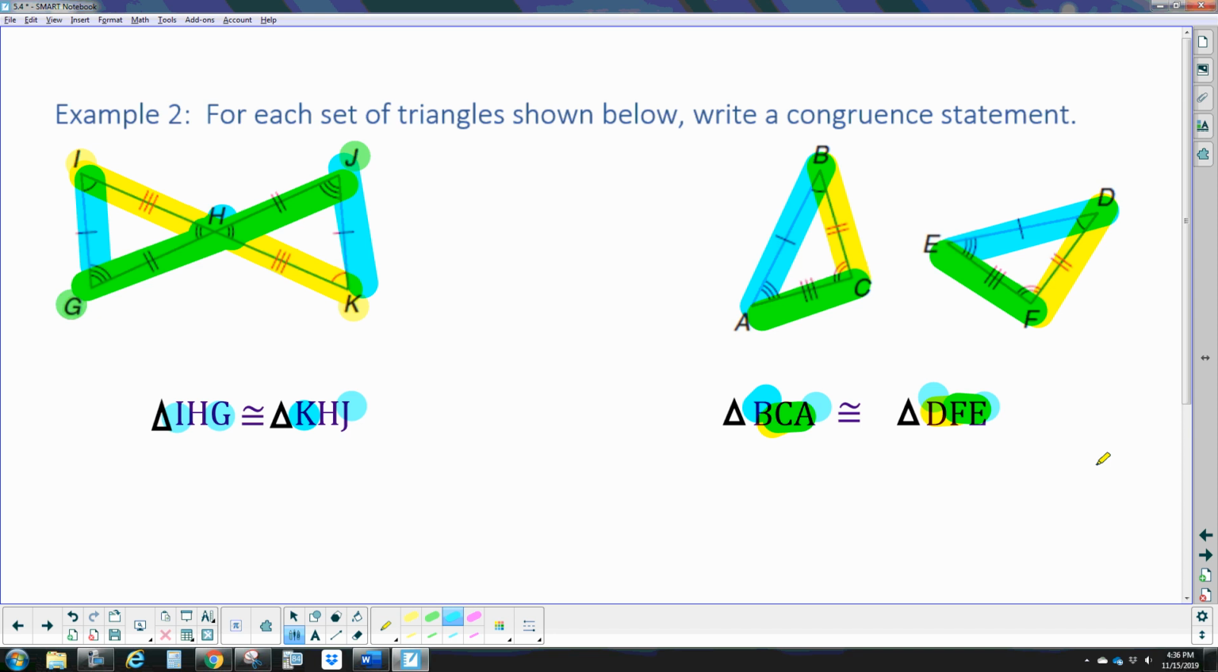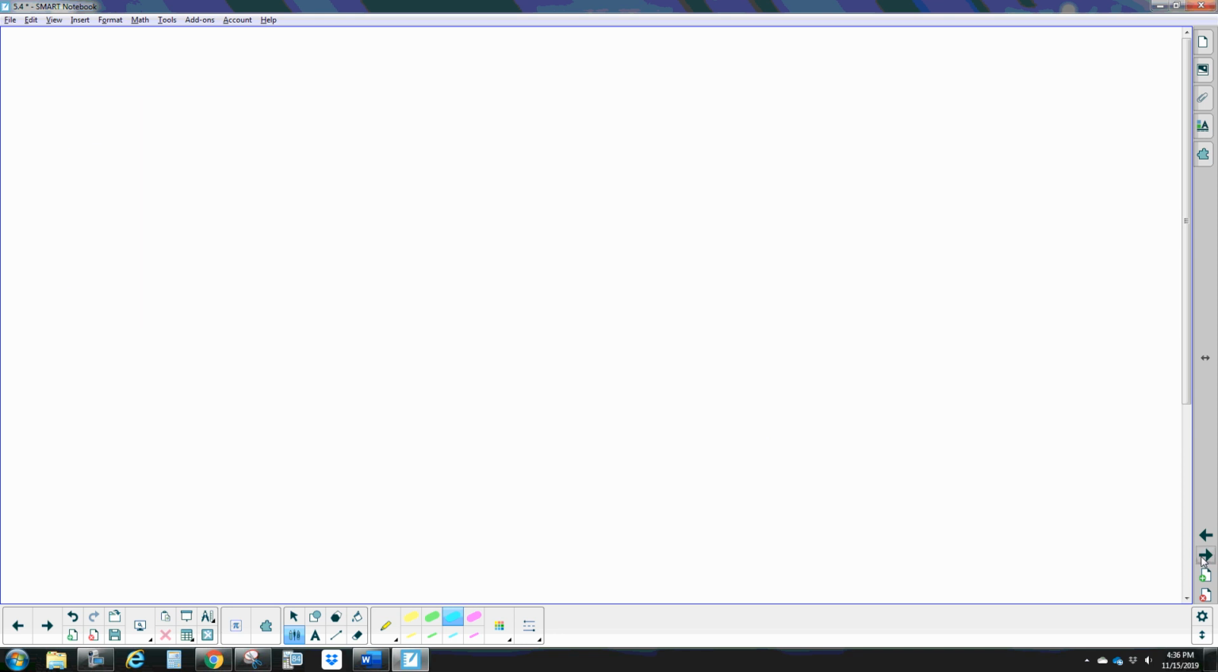You have to check all sides and all angles. Okay, you cannot just check the angles. That's a good starting point, but you have to do both. You need sides and angles to show triangles are congruent.